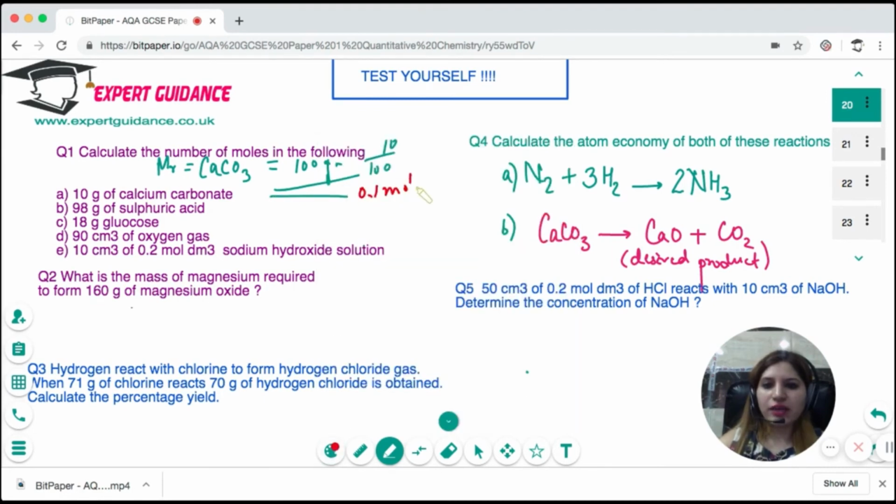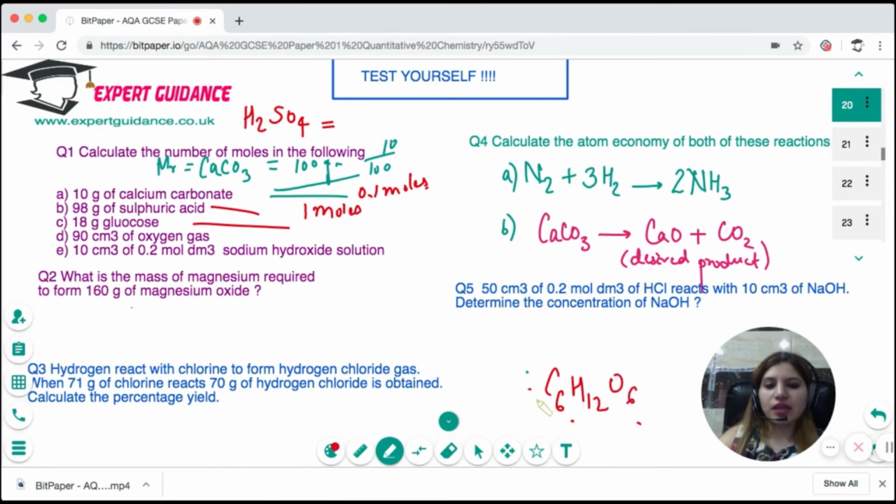Then 98 grams of sulfuric acid. The Mr of sulfuric acid, H2SO4, is 2 times the mass of hydrogen, plus sulfur, which is 32, plus 16 times 4, and that will give you 98 grams. So 98 divided by 98 gives the answer 1 mole. Next, 18 grams of glucose. Now what is glucose? Glucose is C6H12O6. So you do 12 times 6 plus 12 plus 16 times 6, which gives the Mr as 180. Then you do 18 divided by 180, which gives 1/10. So that is 0.1 moles of glucose.